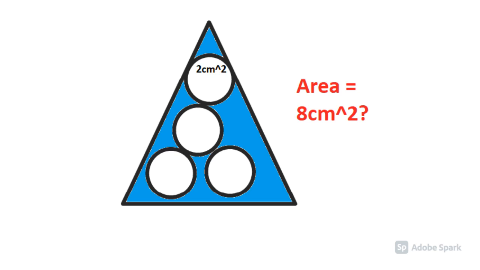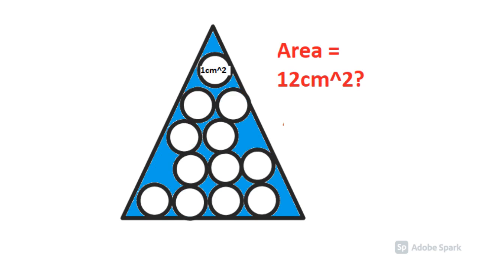What if I put smaller circles in there, say 2 centimeters squared? Will the area of the triangle be 8 centimeters squared since there's 4 circles that I fit in there? Not quite, but we're getting closer because look at the empty blue space that's in there. It's getting smaller. So we are getting closer.